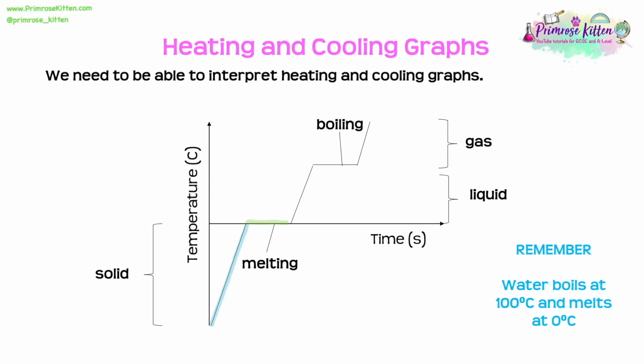Now the flat regions, these horizontal regions, are where we have changes in state. So here in this case, we're going to go from a solid to a liquid. And all of that energy is going into breaking the bonds. Nothing is going towards increasing the thermal energy store. So then we go on. We've broken all of those bonds, and now we have a liquid whose temperature is increasing, until eventually it reaches another point.